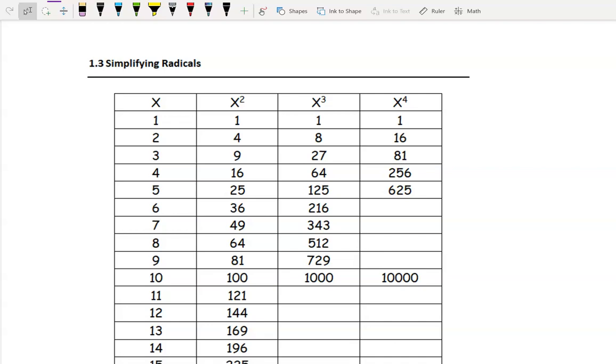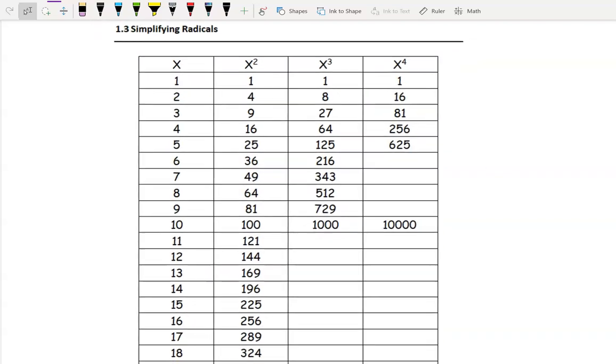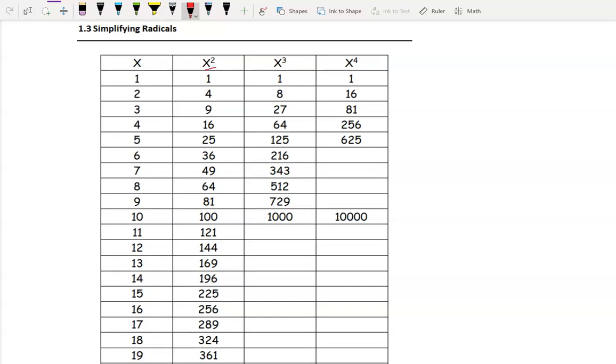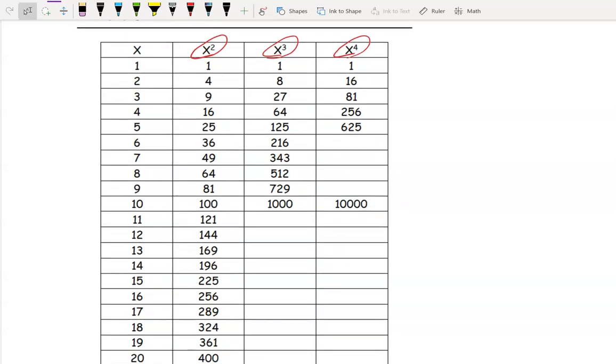I have here a chart with some perfect squares, perfect cubes, perfect powers of 4. I think you need to have these memorized. If you don't know that, for example, 3 squared is 9, or 9 squared is 81, or 6 cubed is 216, this is going to be a very difficult unit for you. I think you need to spend some time memorizing this chart.